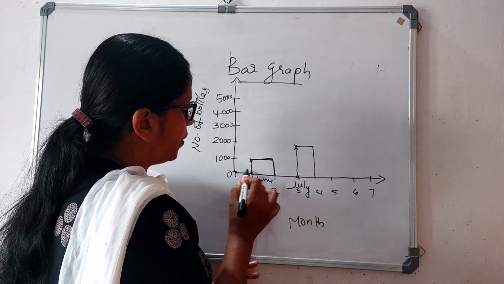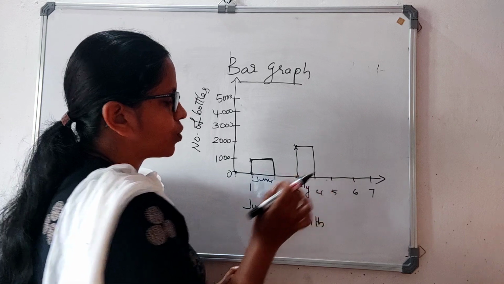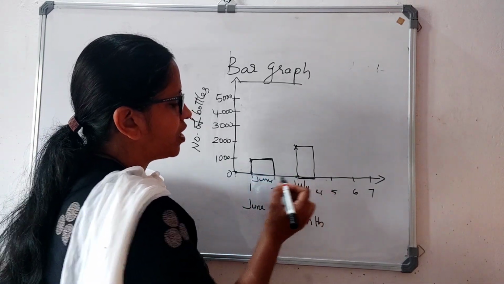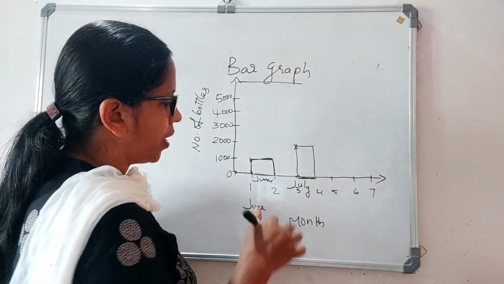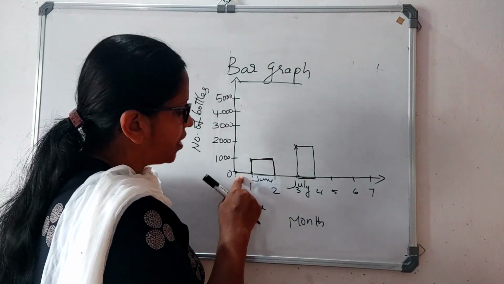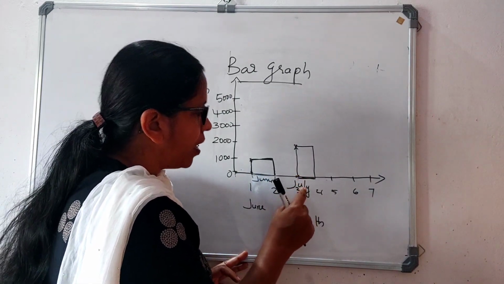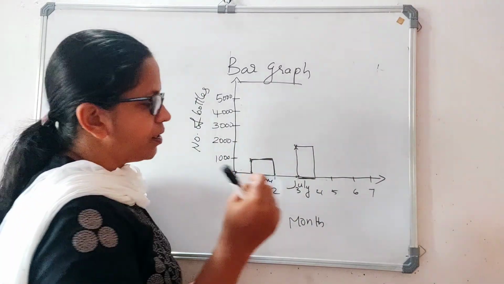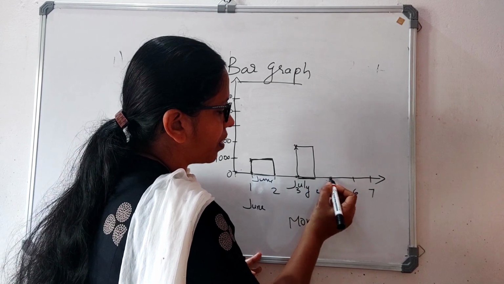See, the gap from here to here is equal, and the width of the bar, from here to here and from here to here, 1 centimeter width, is also equal. Okay, it should be equal. Then looking at this bar, I can say that in the month of July they produce 2000 bottles. Okay, the next one, you should not start from here again, start from here.